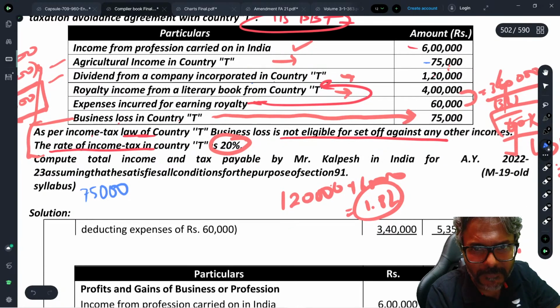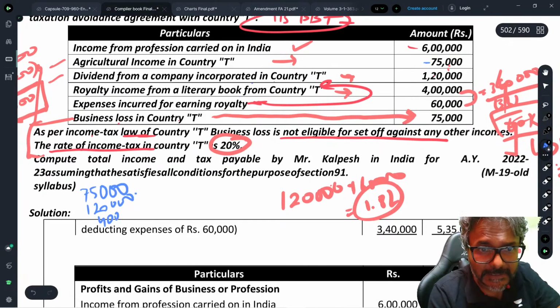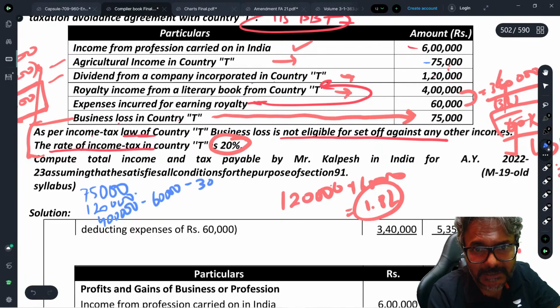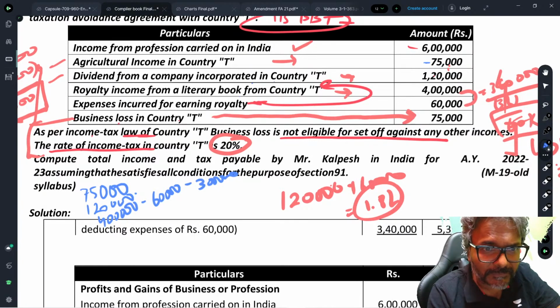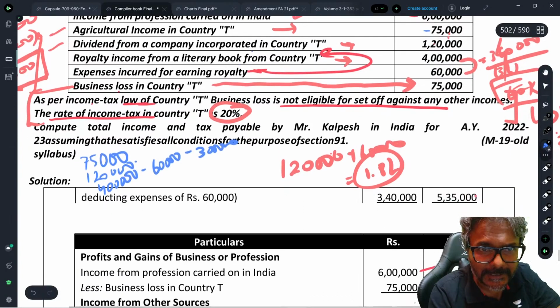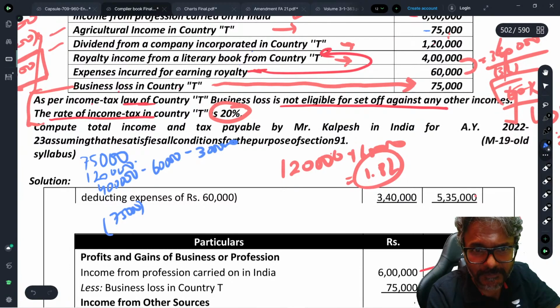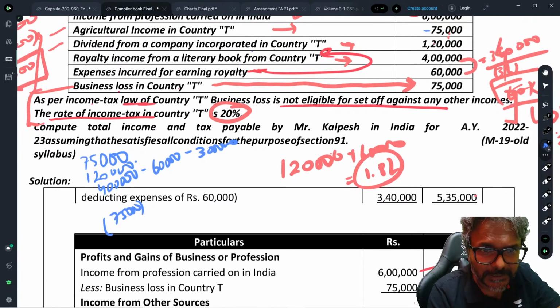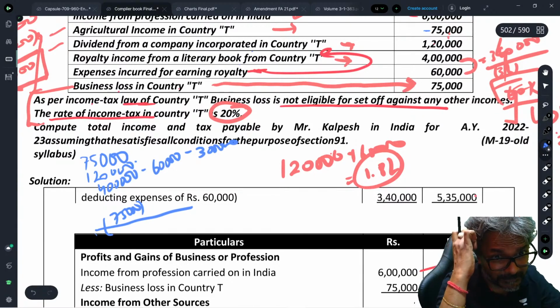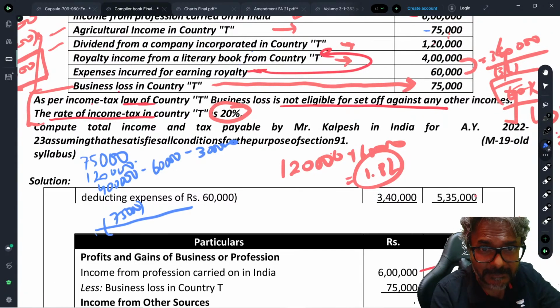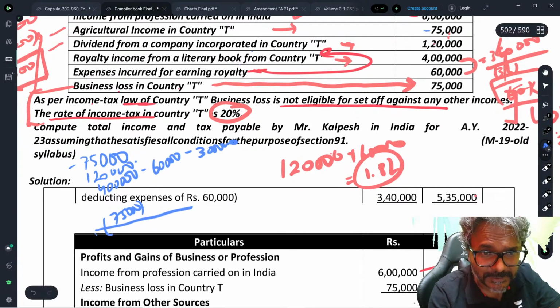Thereafter, dividend income from country T 1,20,000. Royalty income 4 lakhs. Now this 4 lakhs would be reduced by 60,000, and will also be reduced by 3 lakhs. So finally, the net would be how much, students? 40,000. Only 40,000 would be left in the case of royalty. Business loss of 75,000 would be reduced, students, in this case. So finally, if you see over here, what is it that we will get? The net income which is subject to double taxation would be how much?